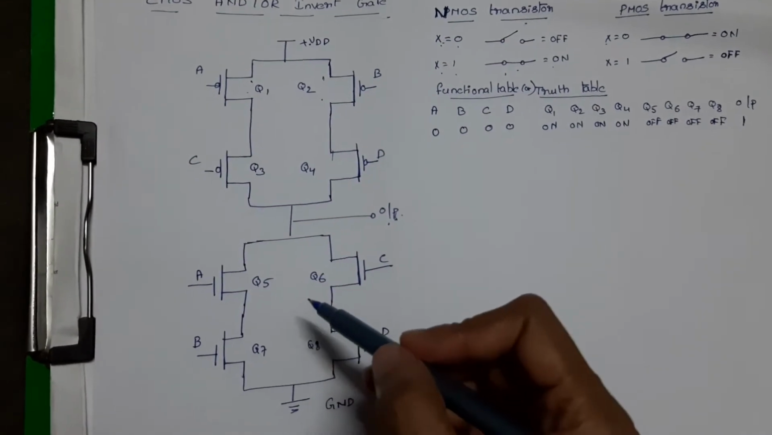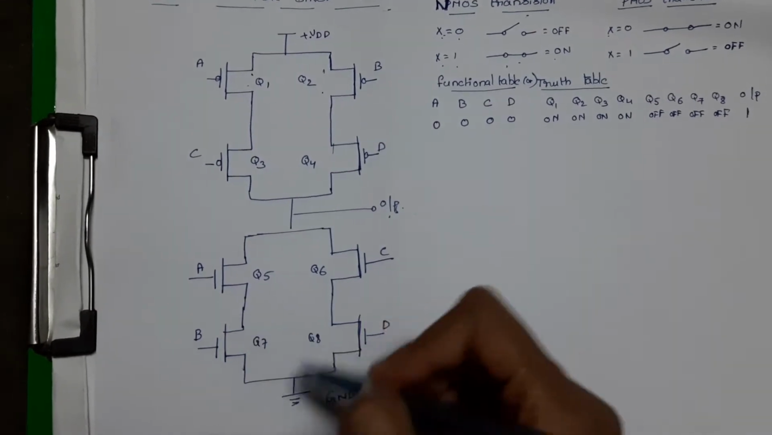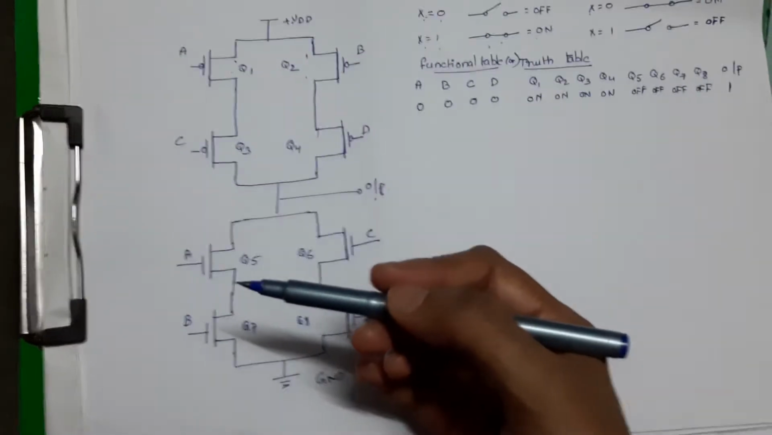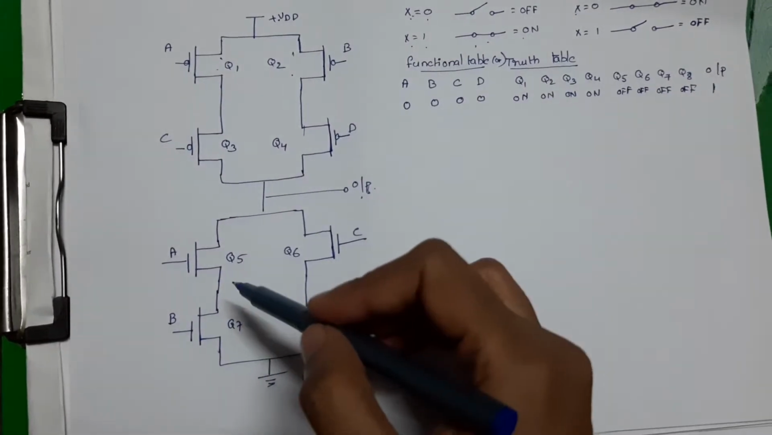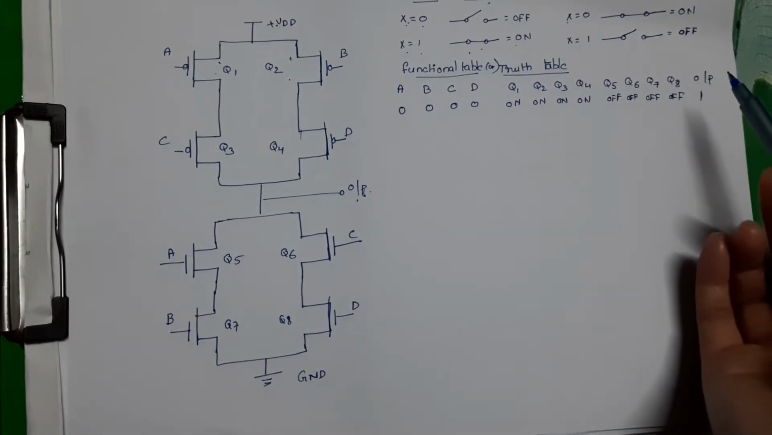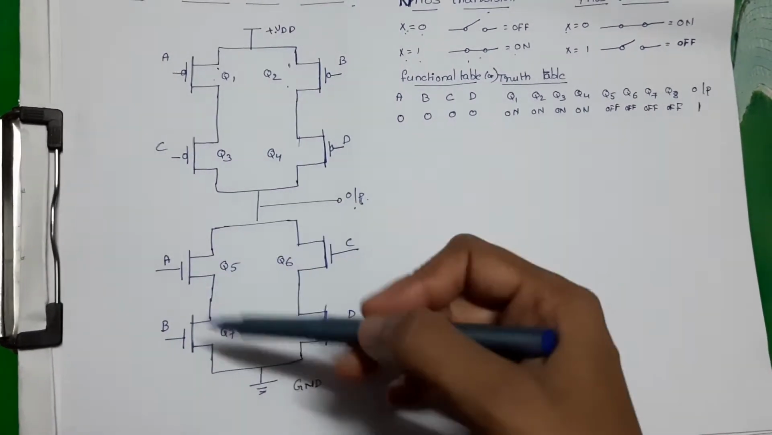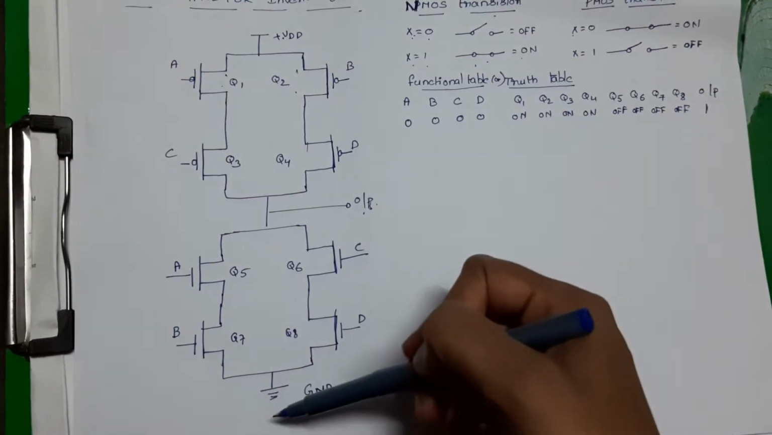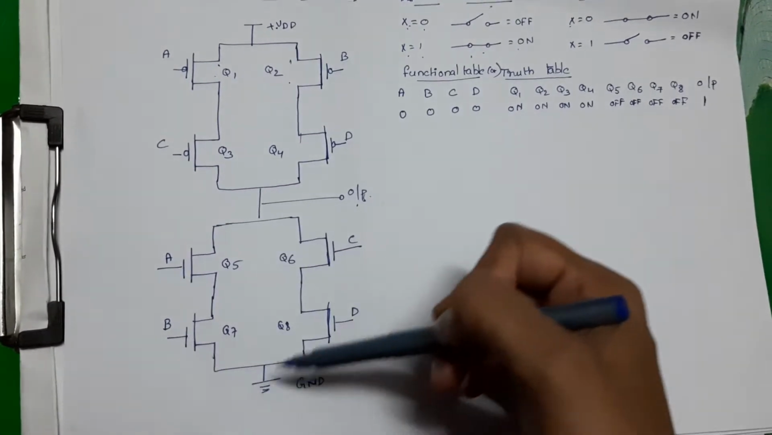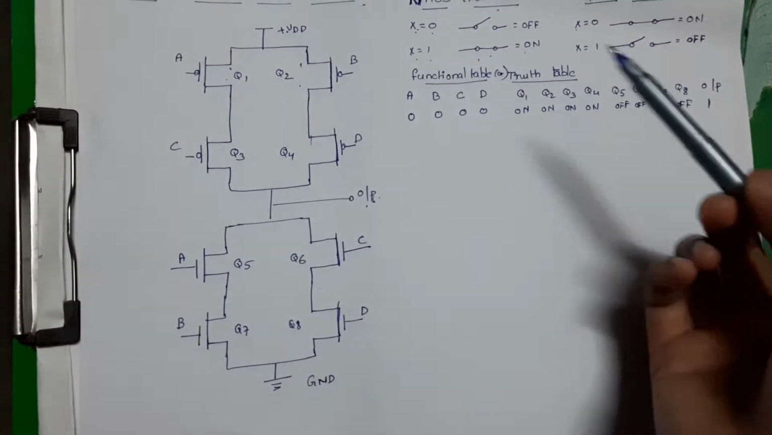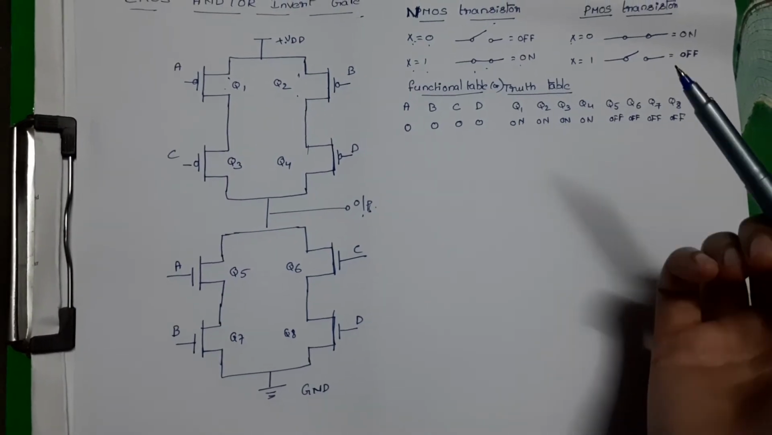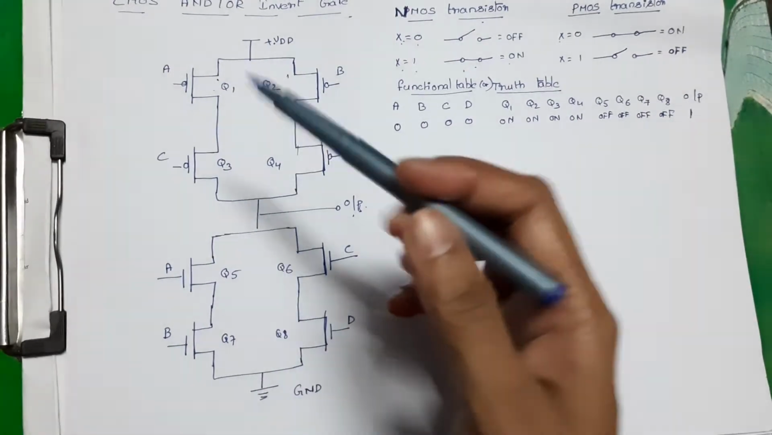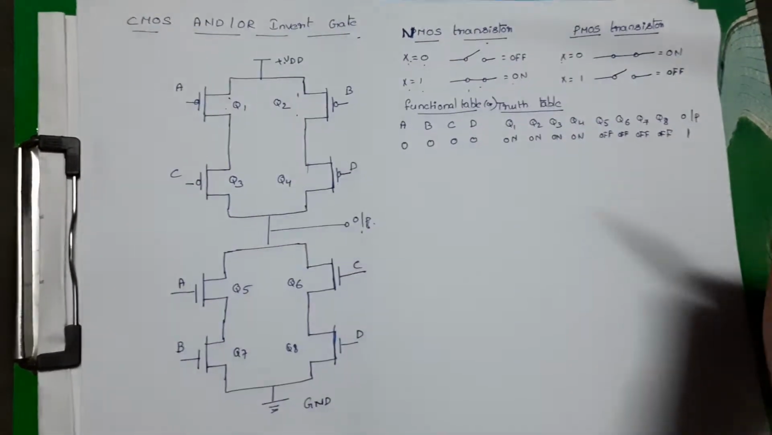An important point here: no need to consider the pull down network of NMOS transistors. Whatever the input, we need not consider the pull down network while performing the functional table. Even though the transistor is in open circuit or closed circuit, all the voltage goes to the ground. For that reason, we need not consider the pull down network operation while performing the functional table. We need to consider only the pull up network.